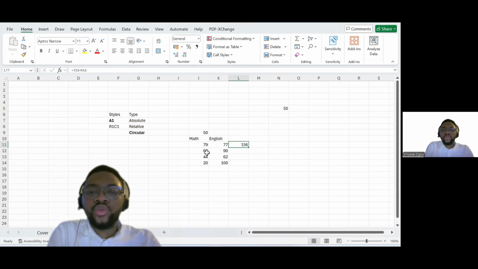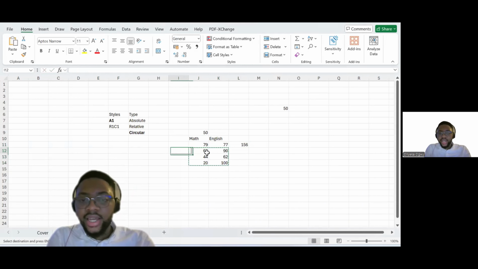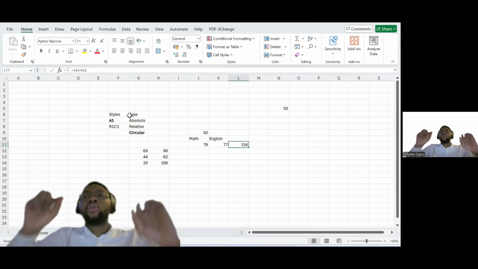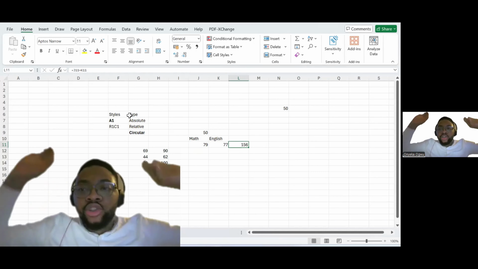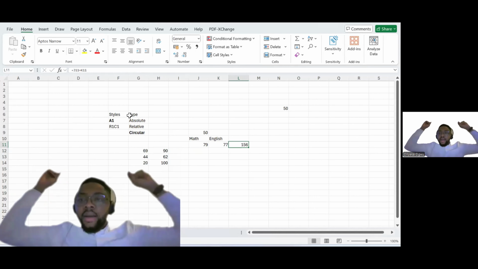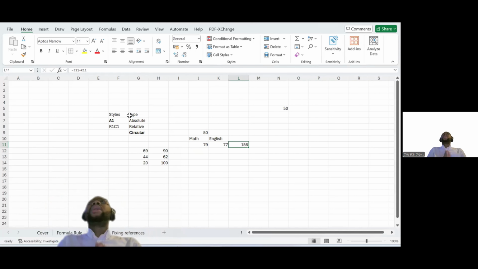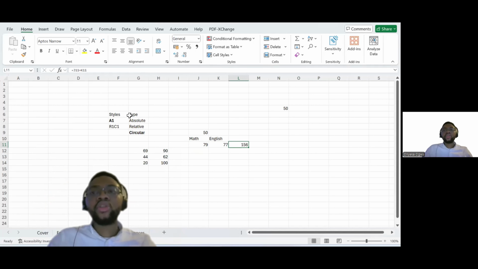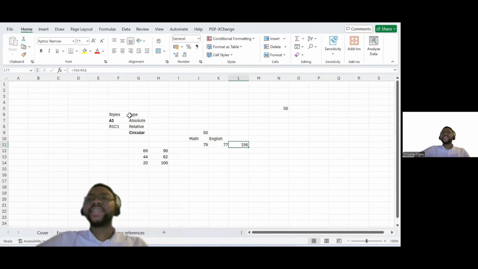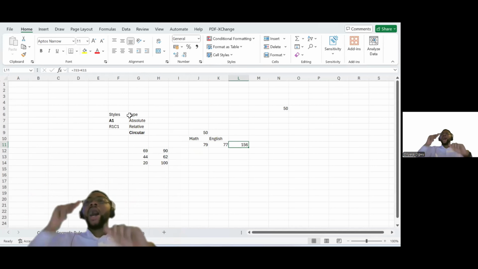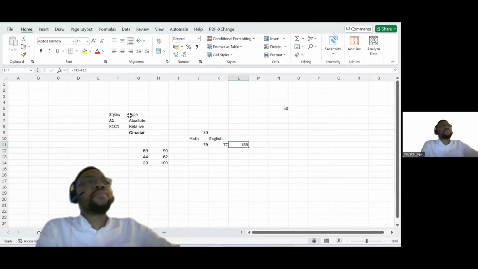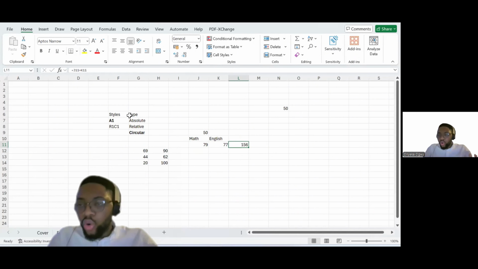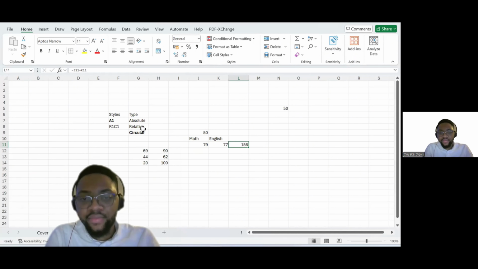But if I say I want you to reference it in such a way that the mathematics score does not move, that means I want the math score to remain the math score. I don't want it to move. When I say absolutely reference, it means I don't want the row to change or the column to change. No matter how much I drag it left, right, or center, the row and the column will remain the same.